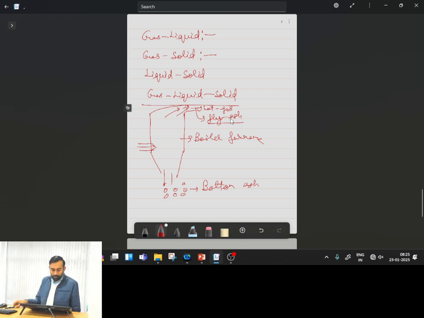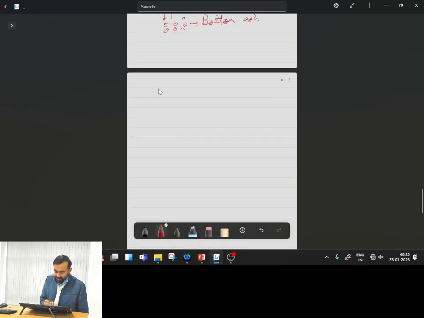So what we do, after these hot gases have supplied heat to our water, which is getting converted into steam and superheated steam, after that these hot gases are passed through some filters. There are specific types of filters which are used in power plants. So one of the filters is the ESP. What is ESP?